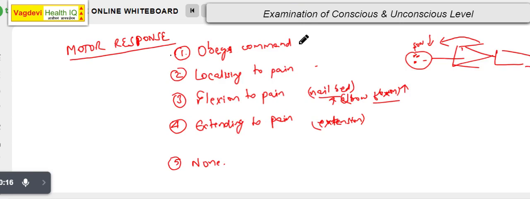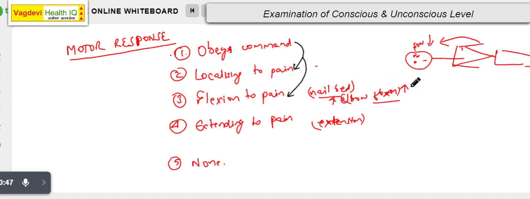If he is not able to do it but he's able to localize the pain, you'll record it. If he's not able to localize pain, then record it as withdrawing to pain. Supraorbital nerve pressure you have to give, so that the pain will elicit, and that's where the patient will touch. If that is not happening, you'll go for this.